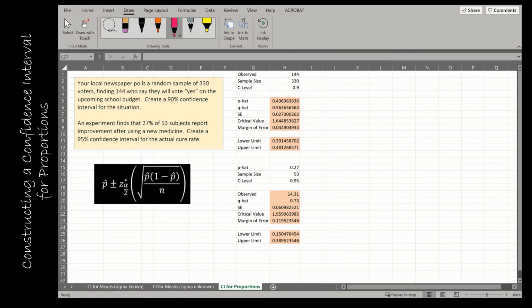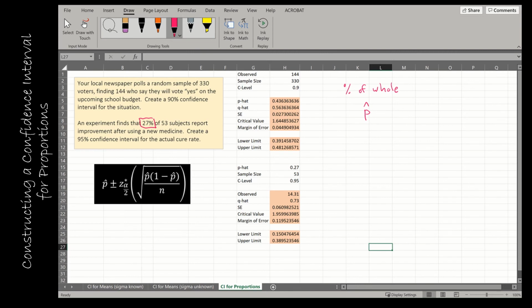The last question has to do with proportions, and proportions are different than means because with proportions we're worried about the percent of the whole. On some examples they will give us the percent of the whole, that is the sample percent. That's called p hat. So for our second question it says it finds that 27%.